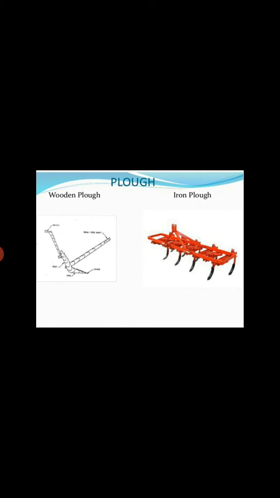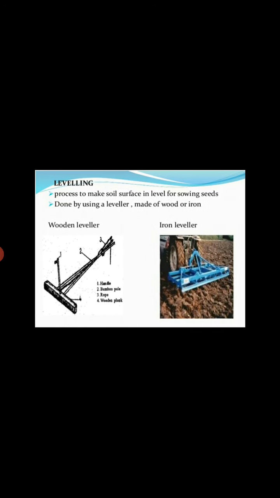Let's move further. Leveling is the process of making the soil surface level for sowing seeds, done by using a leveler made of wood or iron. Wood leveler you can see over there, and iron leveler.